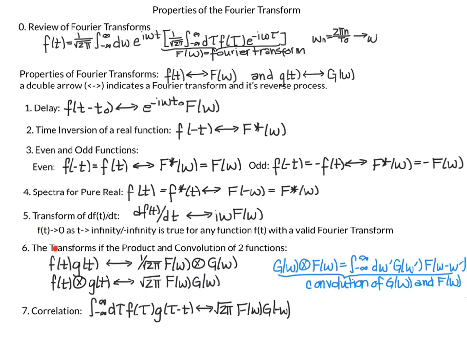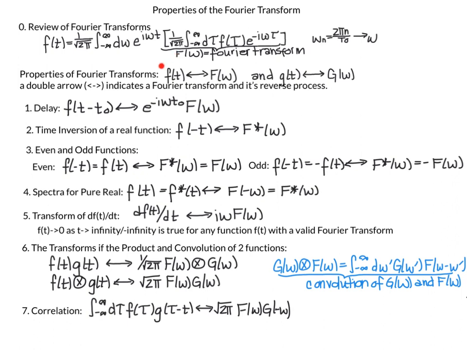And in fact, what we will see is the Fourier transform of a function f of t times a function g of t is equal to 1 over square root of 2 pi, the convolution of f with g, and we'll define convolution later in this video. So this video is about properties that might be unexpected from Fourier transforms.